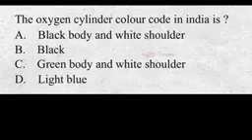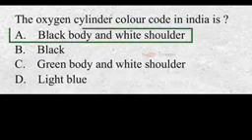The oxygen cylinder color code in India is A. Black body and white shoulder, B. Black, C. Green body and white shoulder, D. Light blue. And the correct answer is A. Black body and white shoulder.